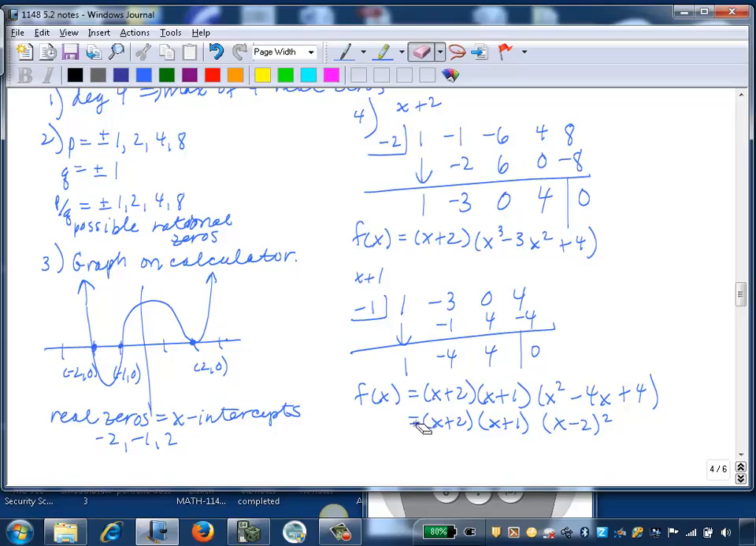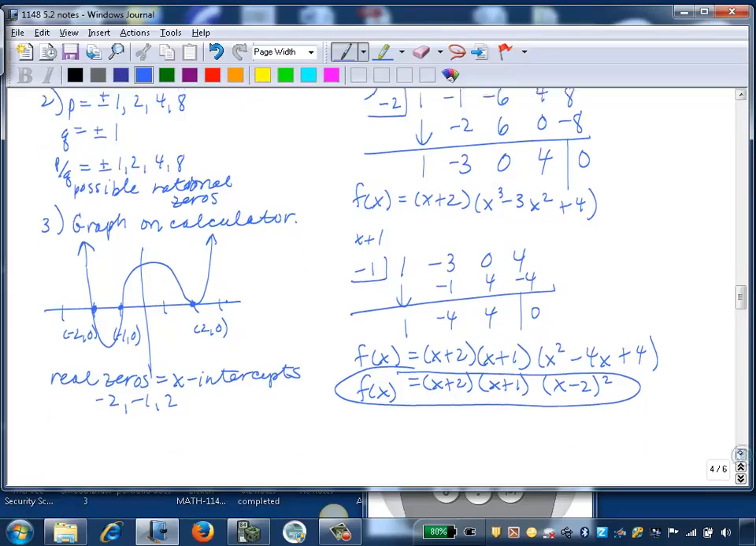So this just verified, if we see that x minus 2 is a factor of f, then that means that 2 is one of the real zeros, which we saw graphically on the calculator. So part of our answer here, here's the factorization. We use the real zeros to factor. And then we just showed algebraically that our real zeros are what we thought they were from the graph, negative 2, negative 1, and 2.